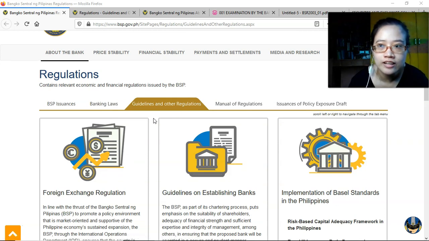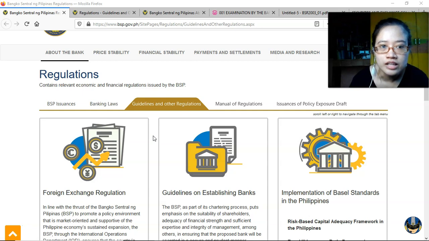So to differentiate between regulations and supervision. The regulations are the rules, the laws, the circulars, essentially the written rules and regulations. And then supervision is the implementation of the regulations. Okay, so the execution to make sure that the regulations are being complied with by the banks and financial institutions.